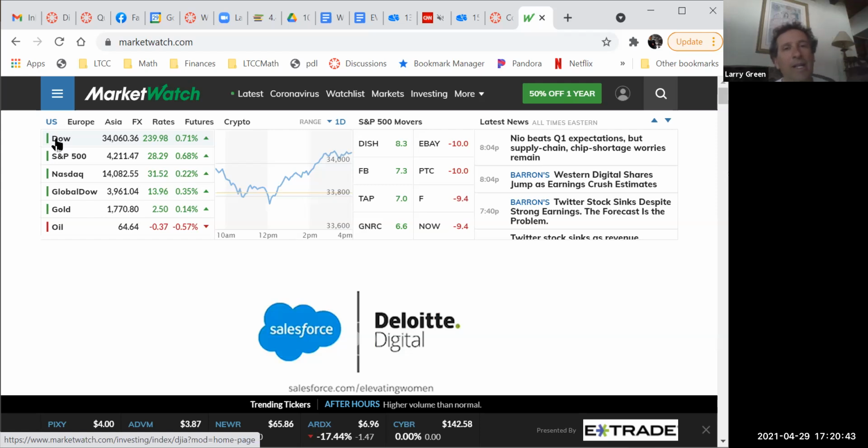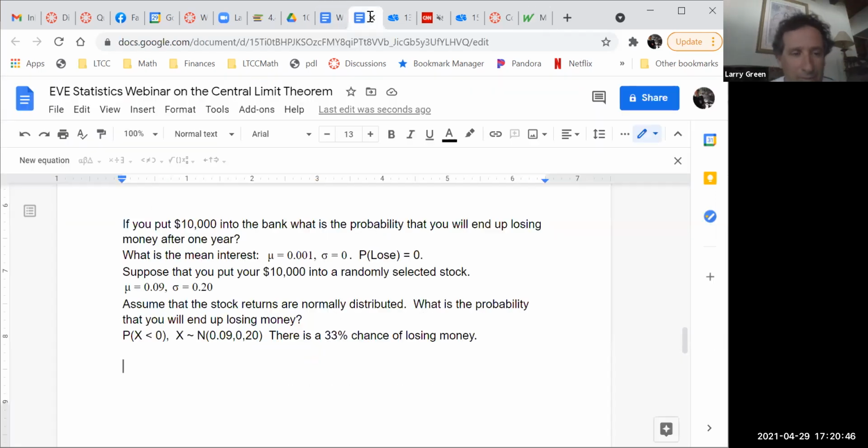Now let's go back and I'm going to write a new question. Suppose you put your $10,000 into a Dow Jones index fund. By the way, these things exist. It's called an index fund. And what that means is you put that money up and it gets basically evenly distributed amongst the 30 companies. Any questions on that?